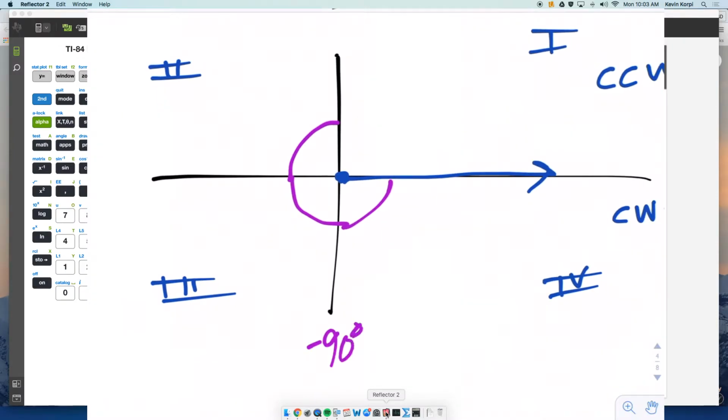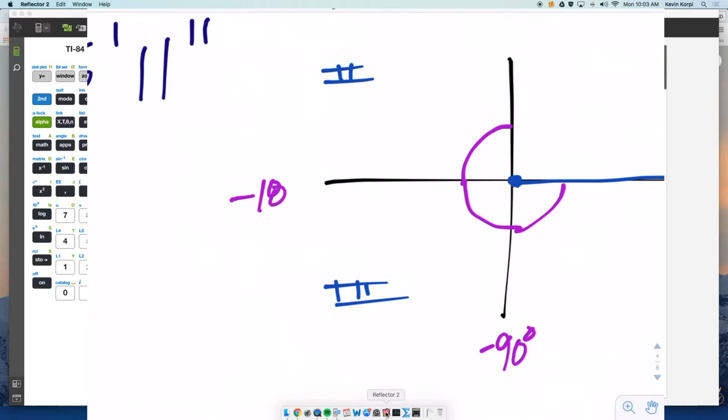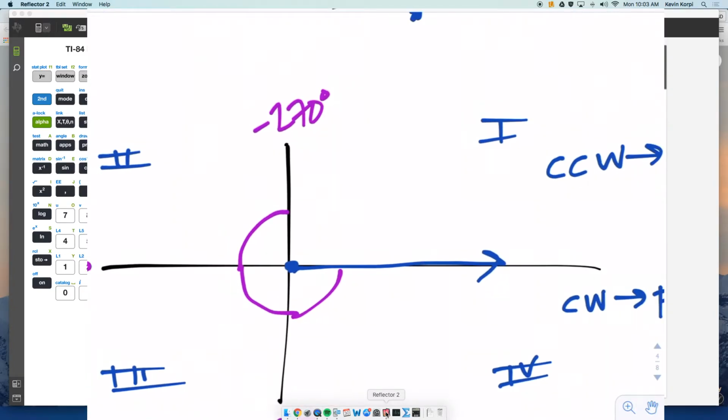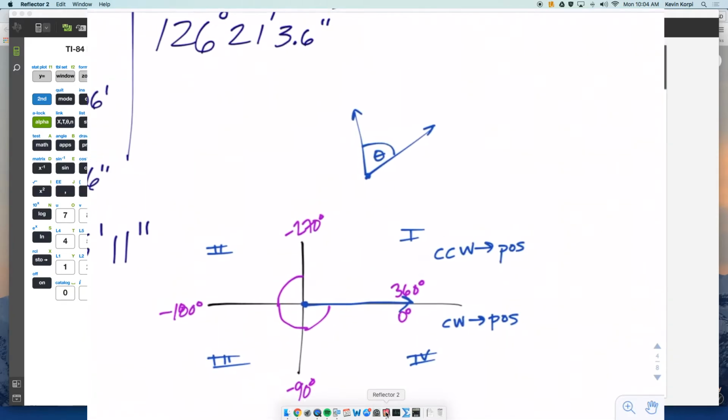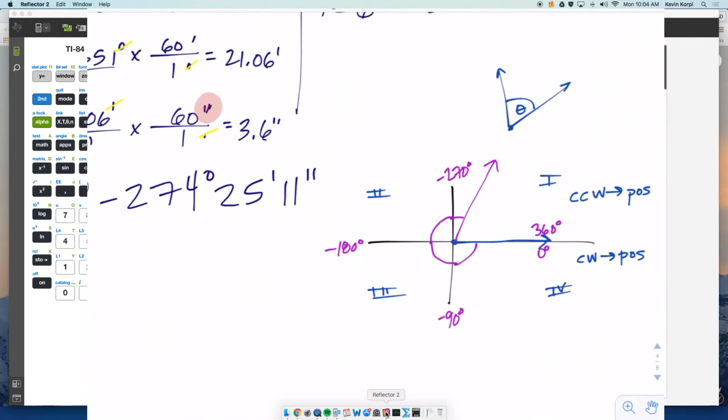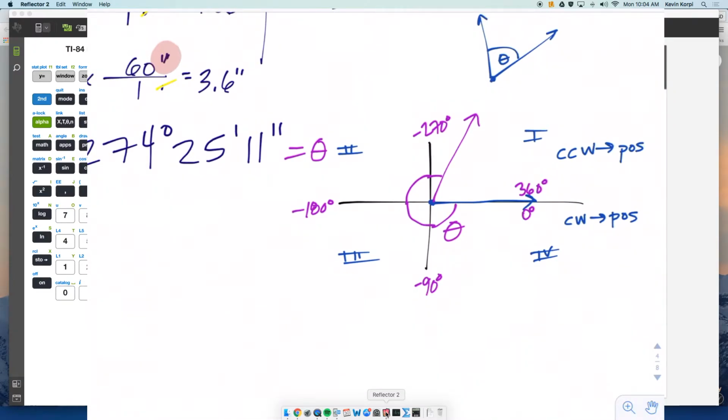This would be negative 90 degrees. This would be negative 180 degrees. This would be negative 270 degrees. And of course, going nowhere would be 0 degrees, and coming full circle would be 360. So negative 274 would just be a little bit past the y-axis, and it would be right there. So let's give this guy a name. Let's call him theta. And now I can label it as theta there. So that's where my angle lives.